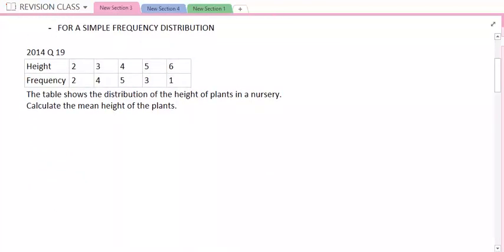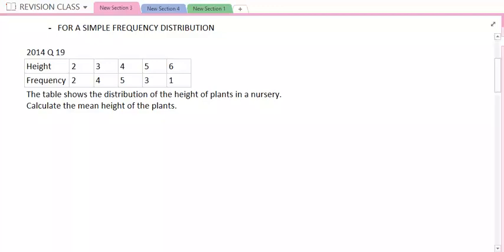In 2014 question 19, we have this table that shows height and frequency. The question reads, the table shows the distribution of the height of plants in a nursery. Calculate the mean height of the plants. That's the question, but we're going to do more than that. We will calculate the mean, the median, and the mode.